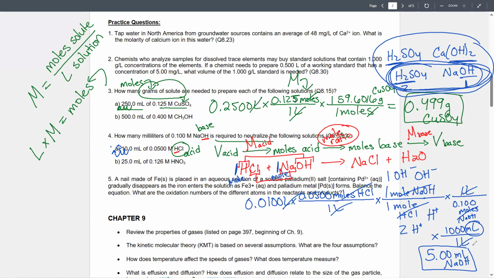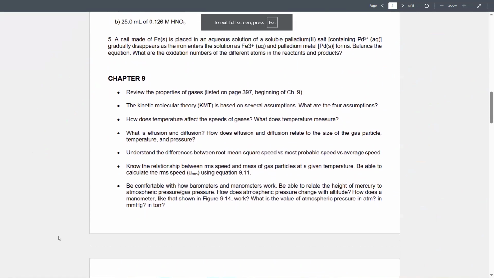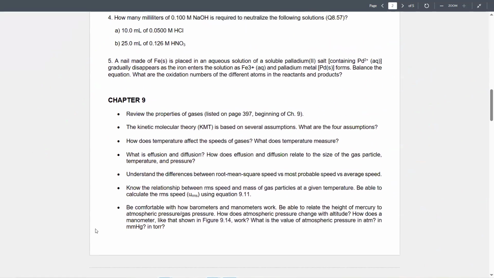Okay, board is getting erased and we're going to talk redox. All right, let me tell you the oxidation rules. Sorry, my dogs are freaking out. Fine. Okay, here's the oxidation rules.